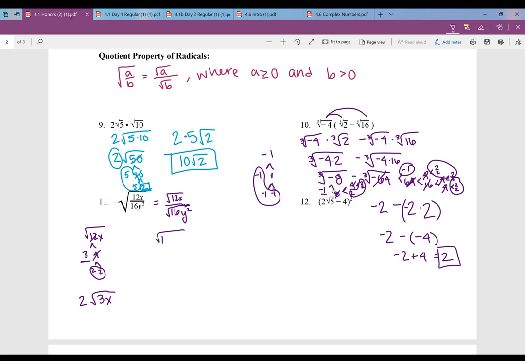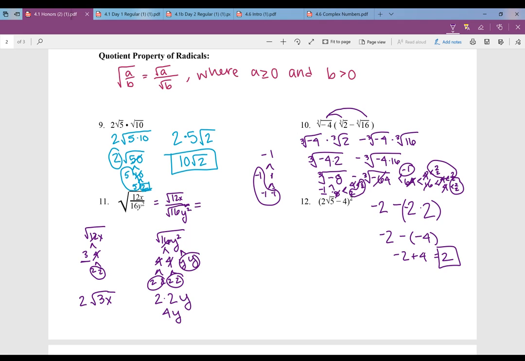Now let's look at root 16y squared. So 16, we know, is 4 times 4. And 4s will break down to 2 times 2. So we have two groups of 2. And then y squared is y times y, so we can pull out a y. So that's going to give us 4y.